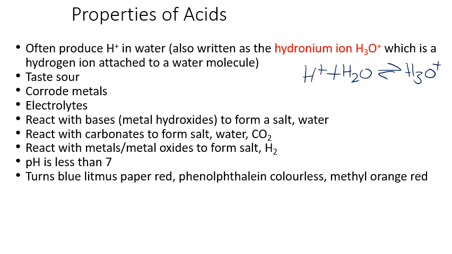The pH is less than 7, and we'll look at pH further in other units, and it turns blue litmus paper red, phenolphthalein colorless, and methyl orange red.